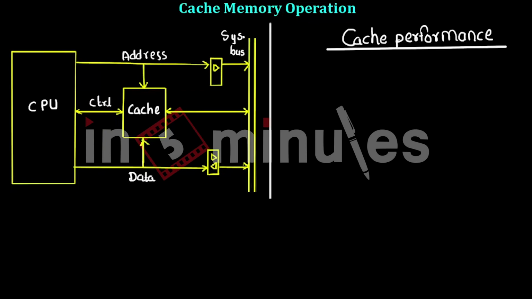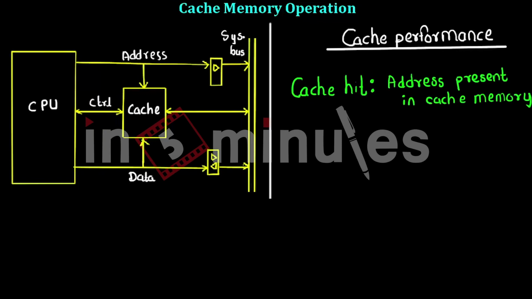So we are going to see how cache performance is measured. The first term we saw was the read hit. A cache hit is defined as when the address is present in the cache memory. The second scenario is a cache miss, where the location accessed by the CPU is not present in the cache memory.